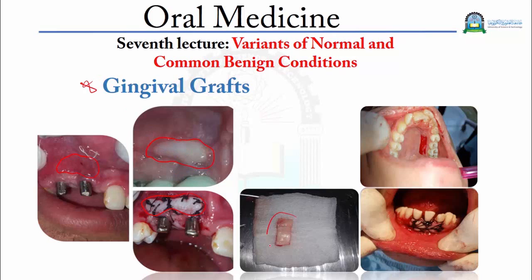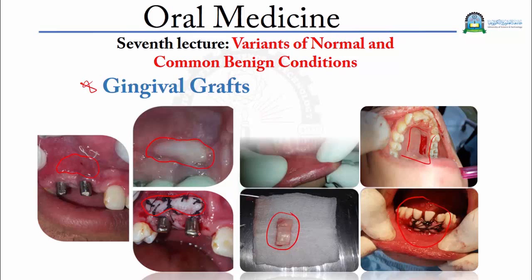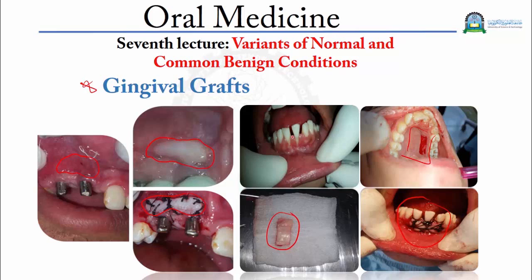This is the graft which was taken from the patient's palate, and this is the other case, which is the donor site of the tissue, and this is after suturing after the operation. These two cases were treated by us to resolve the recession problem. This is the tooth and also this tooth with severe gingival recession.